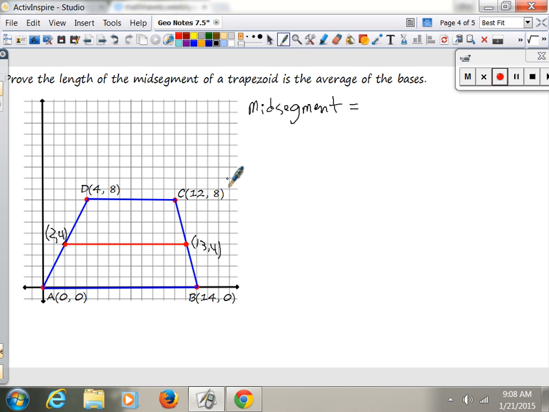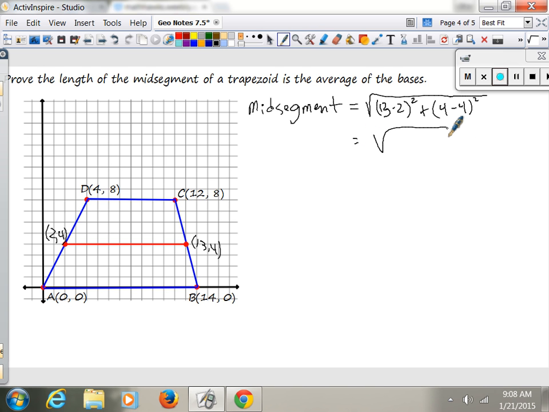What if your trapezoid wasn't level straight across and it was diagonal? You would have to use the distance formula. So you've got to know how the distance formula works, even though we could just count straight across if we wanted to. So I would do 13 minus 2 squared, 4 minus 4 squared, and solve it with that one.